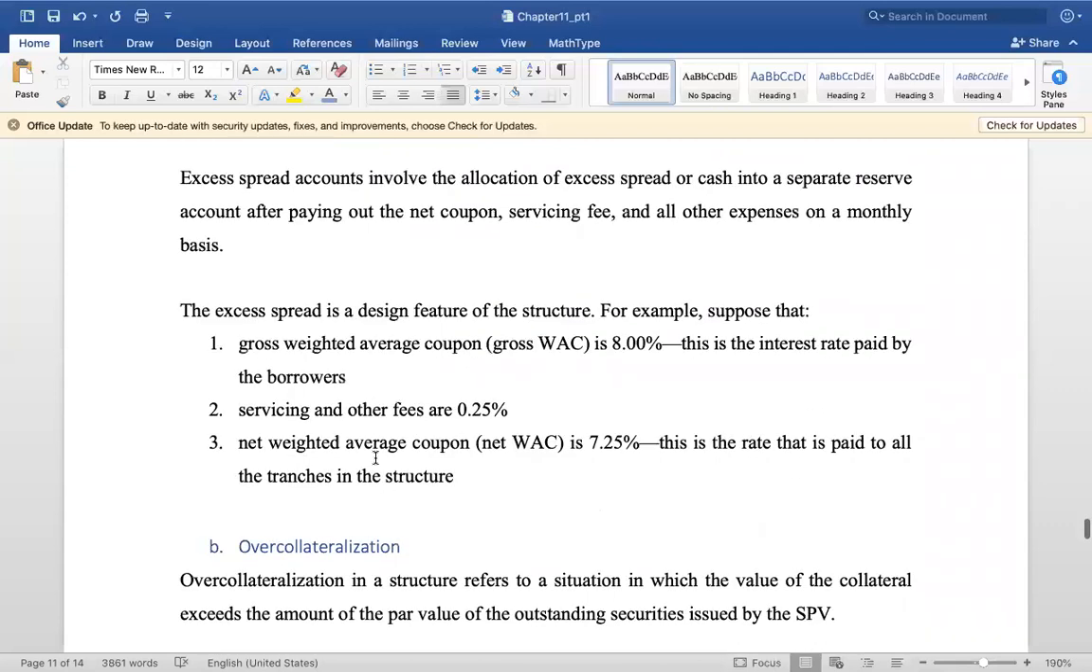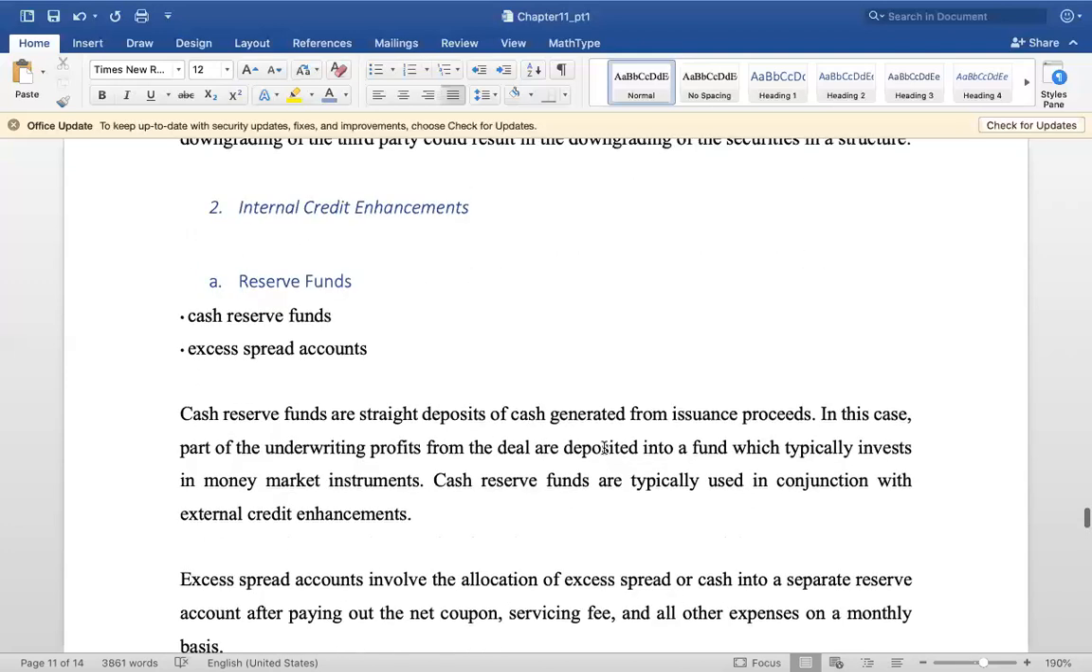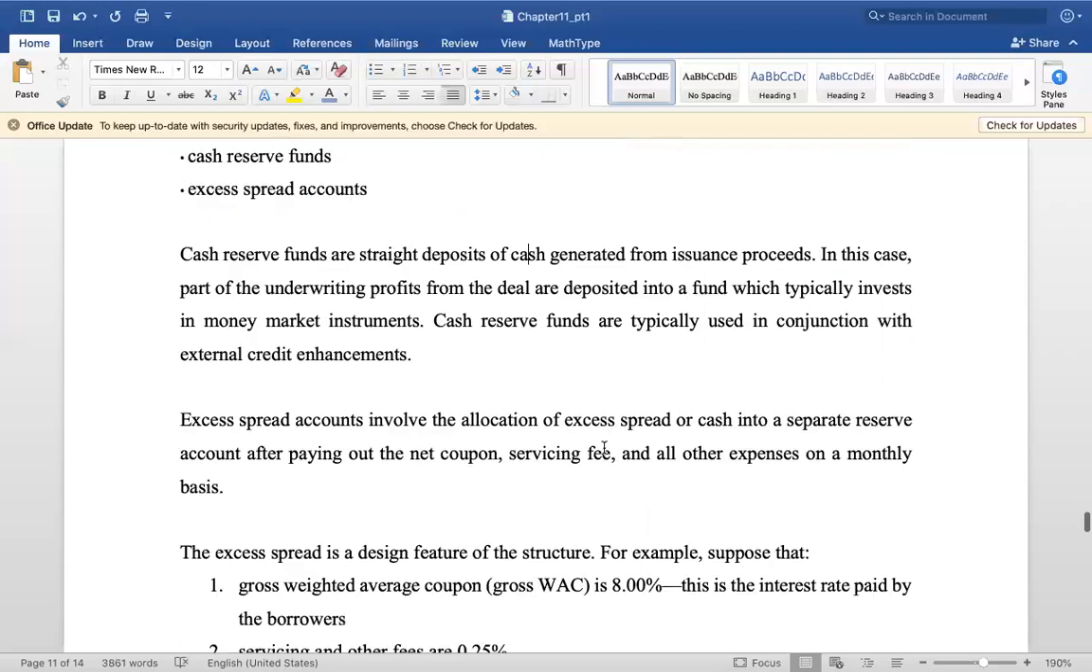Excess spread accounts involve allocation of excess spread or cash into a separate reserve account after paying out the net coupon, servicing fee, and other expenses on a monthly basis. For example, suppose that the gross weighted coupon is 8%, the servicing fee is 0.25, and the net weighted average coupon paid is 7.25. The remaining 0.5% will be deposited into an excess reserve account. So these are two types of categories under reserve funds.